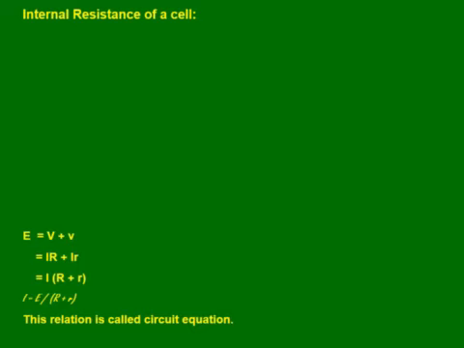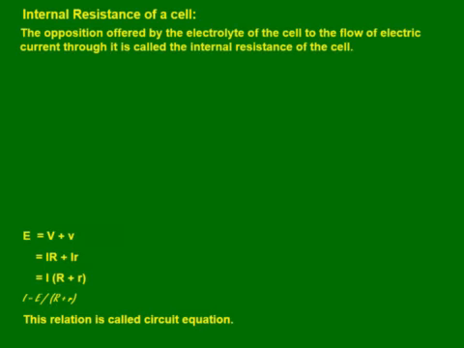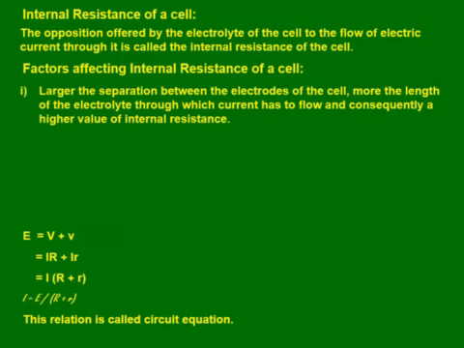Internal resistance of a cell, let me talk about. The opposition offered by the electrolyte of the cell to the flow of electric current through it is called internal resistance of the cell. Now, the factors affecting the internal resistance of the cell are, first, the separation between the electrodes. The larger the separation between the electrodes of the cell, the more the length of the electrolyte through which current has to flow, and consequently a higher value of internal resistance.